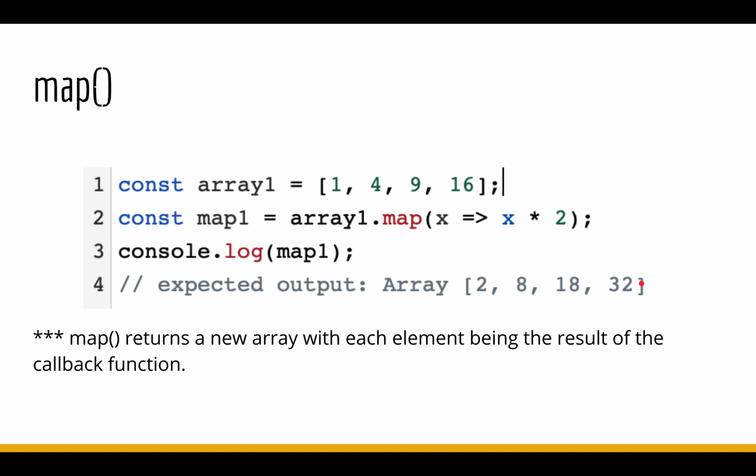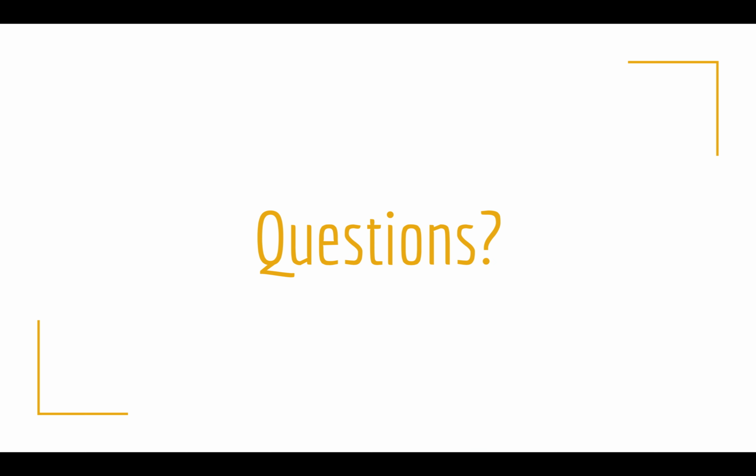We're going to get an array where each item in the first array is going to have the value of the callback function in that same index. So you see 1 times 2 is 2, 4 times 2 is 8, and so on and so forth. That's how the map function works. This is really useful again. And that's it.